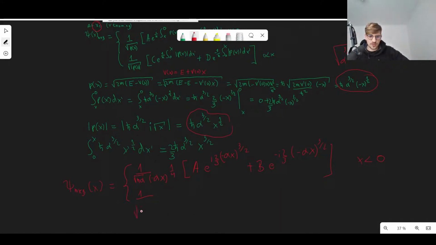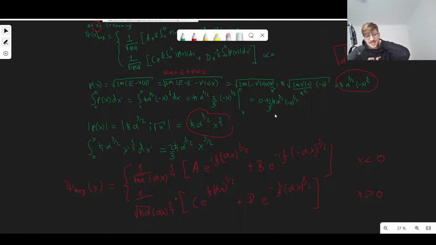So 1 over the square root of h bar alpha times alpha x to the 1/4. And then we multiply all of this times c e to the 1 over h bar, but h bar will cancel out, so we get 2/3 alpha x to the 3/2 plus d, and e to the minus the same thing, so d 2/3 alpha x 3/2. And this is valid for x greater than 0.